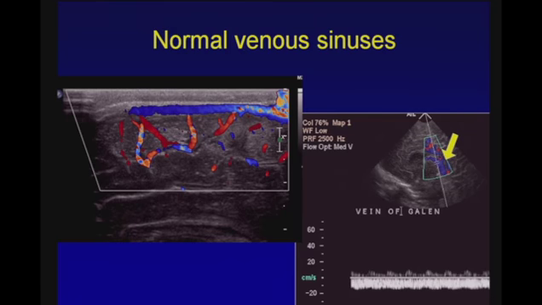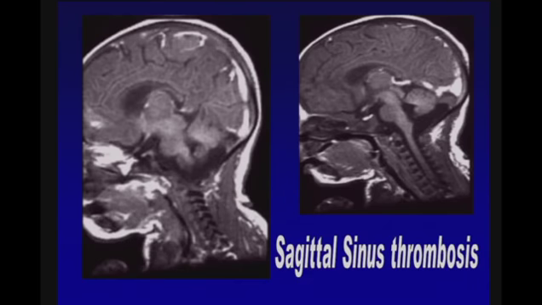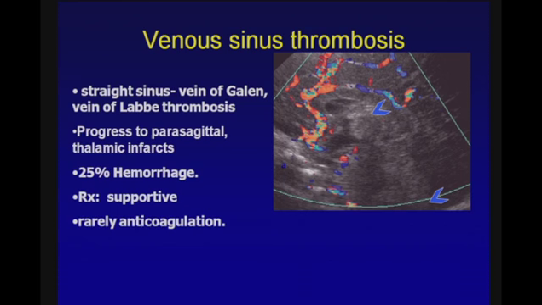We can also look not only at abnormal arteries, but also at the normal venous sinuses. With the linear transducer via the anterior fontanelle, one can see the straight sinus and the vein of Galen. In this case, we do not see flow in the straight sinus, and this turned out to be a sagittal sinus thrombosis secondary to dehydration. Venous sinus thrombosis can occur in several different veins, including the vein of Labbé and the vein of Galen, and these can develop hemorrhage. Therapy tends to be supportive.